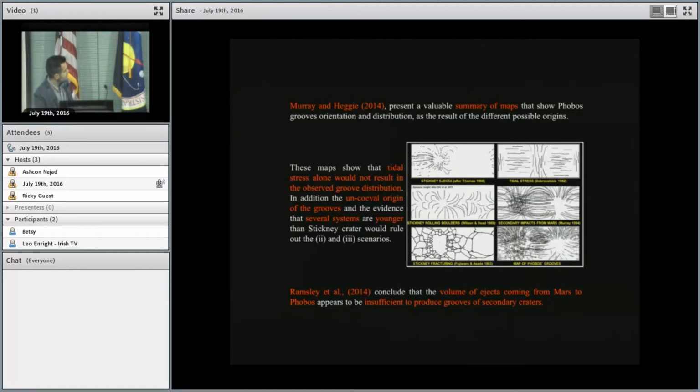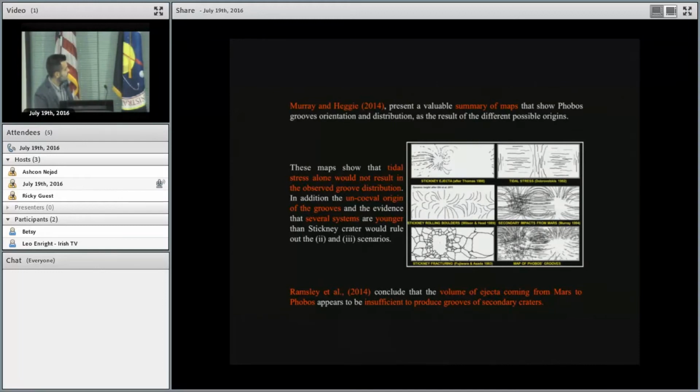And then in this work, Murray is a great supporter of the secondary impacts from Mars, with the ejecta that are just lifted up and then Phobos taking them. This is the map of Phobos grooves from secondary impacts from Mars, as shown by Murray in 1994.